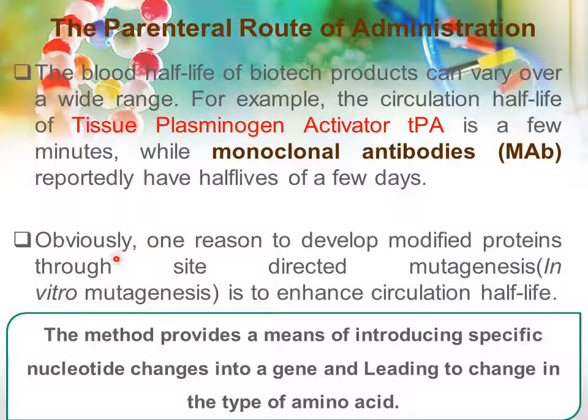Circulation half-lives can be enhanced by using a biotechnology technique called site-directed mutagenesis, or in vitro mutagenesis. In this technique, a change in one nucleotide in a specific gene leads to a change in the encoded amino acid, and this change in amino acid may change the sequence of a protein completely.